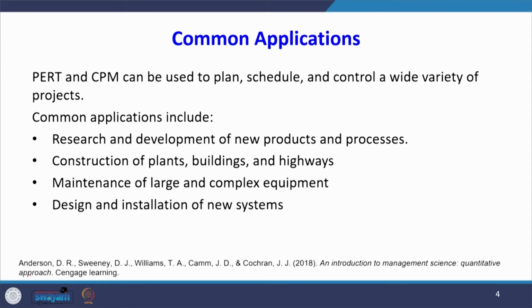PERT and CPM can be used to plan, schedule and control a wide variety of projects. Common applications include research and development of new products and processes, and construction of plants, buildings and highways. Another application is maintenance of large and complex equipment, and another is design and installation of new systems. Like this, PERT and CPM have numerous applications.